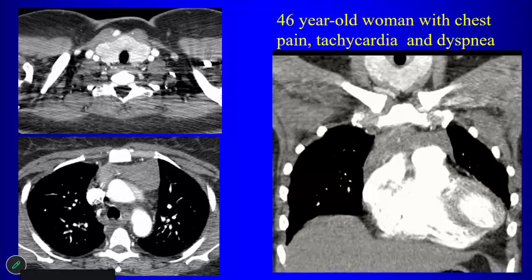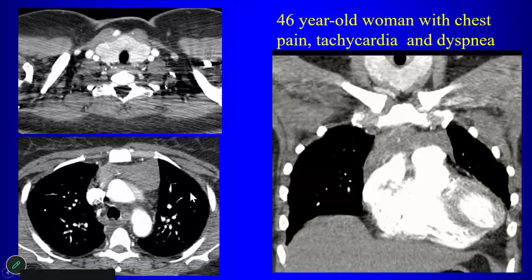Well, what is it about that thyroid that can lead to chest pain, tachycardia, and shortness of breath? Graves. Graves' disease, yeah. This patient has Graves' disease. Can you put that together with what you see here? So what is this? That is also thymic hyperplasia.